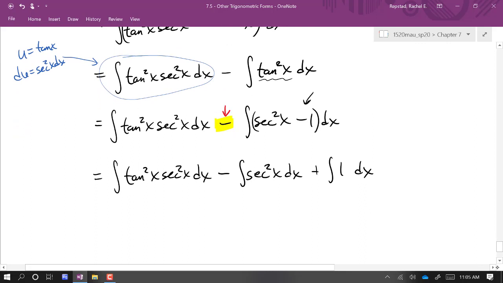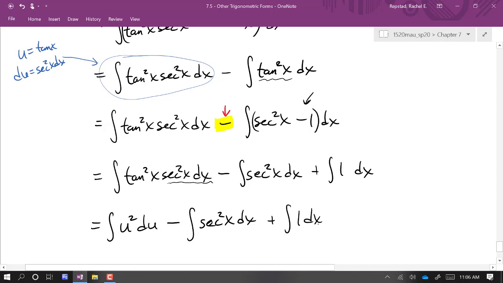Okay, now I have 3 integrals. The first one we already mentioned, we have a plan of attack for that. We're going to let u equal tan x. So I'm actually going to make that substitution now. This looks like tan squared is going to be u squared, secant squared x dx, that's du, so that's a power rule integral, minus the integral. In the middle here, we just have the integral of secant squared x. But we know how to do that. In fact, this is just an integral we know. We know of a function whose derivative is secant squared x, and it is the tan function. So we can integrate that. And we know the integral of 1 is just x.